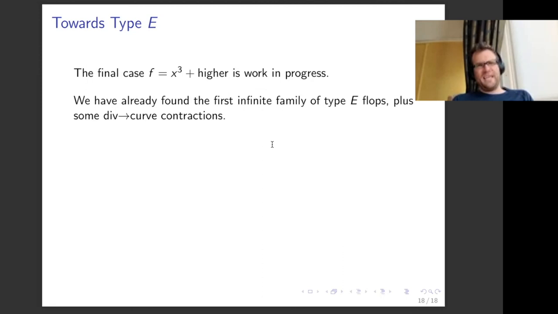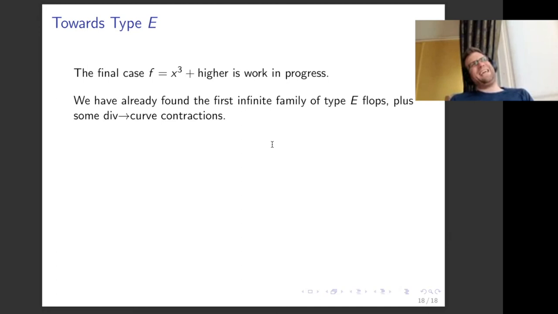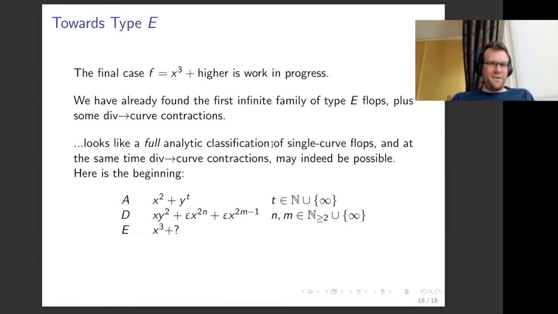Type E is work in progress. It is hard, mainly computationally. The smallest contraction algebra in this family has dimension 28, and most of them are up in the hundreds. So just computationally, this is extremely difficult. In particular, we have found the first infinite family of type E flops. Again, using the contraction algebra, you find an object there, then you try to build it. Plus, we find E6 divisor contractions to curves. So we're using the same technique, essentially. And I am now, confident might be the wrong word, but I'm pretty optimistic that the full classification of single curve flops and divisor contractions to curves might actually be possible.